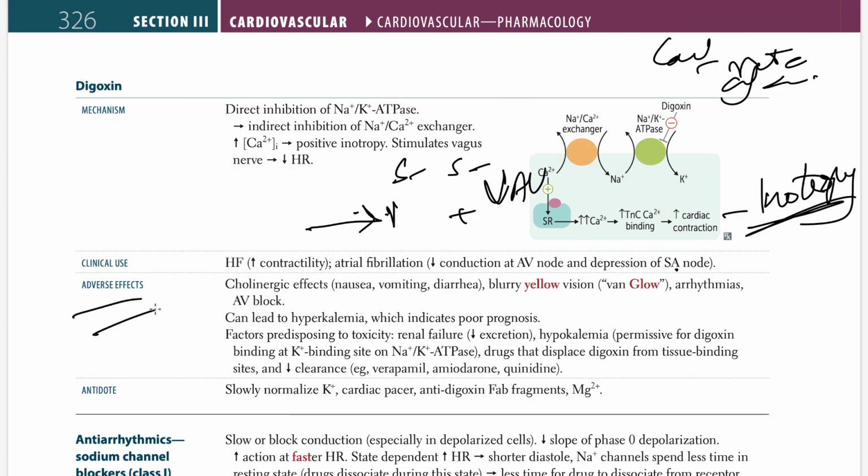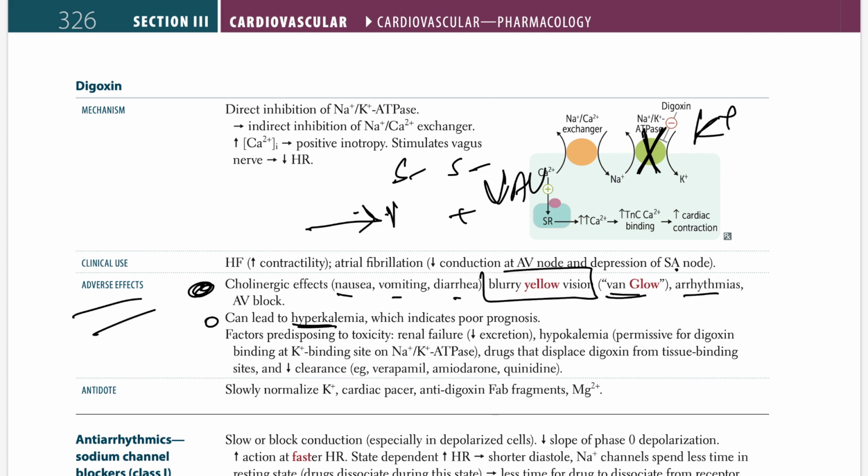The adverse effect of digoxin is cholinergic effect. It's nausea, vomiting, diarrhea, high yield: yellow vision, blurry yellow vision, halo, arrhythmias and AV block. And what else? It can lead to hyperkalemia. Why hyperkalemia? Because you are inhibiting this pump. It's going to keep that potassium outside, leading to hyperkalemia, which indicates poor prognosis.